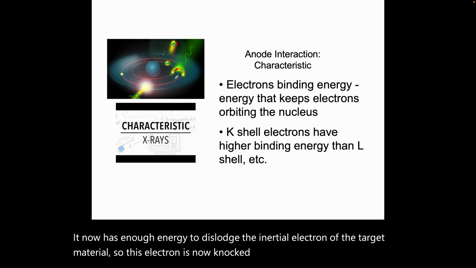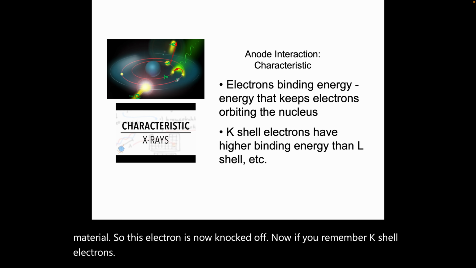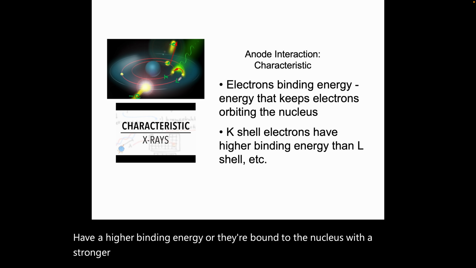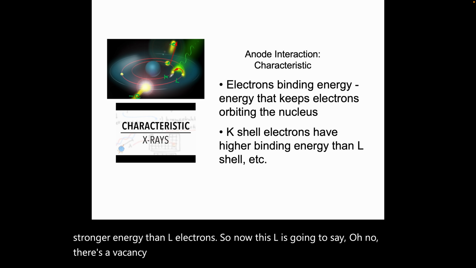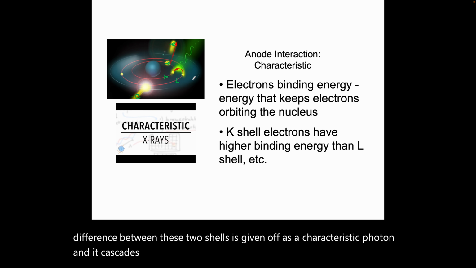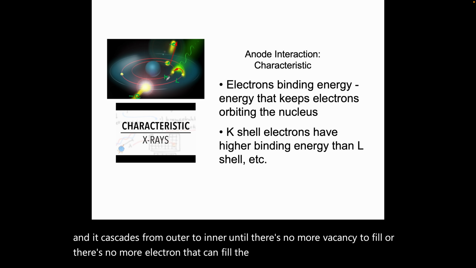Now, if you remember, K shell electrons have a higher binding energy, or they're bound to the nucleus with a stronger energy than L shell electrons. So now this L shell is going to say, oh no, there's a vacancy. We've got to jump down and fill this gap. The difference between these two shells is given off as a characteristic photon. And it cascades from outer to inner until there's no more vacancy to fill, or there's no more electron that can fill the vacancy.